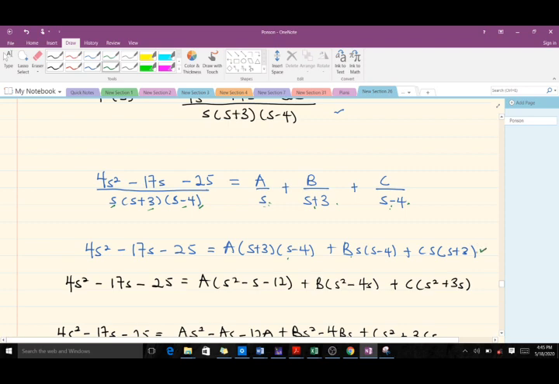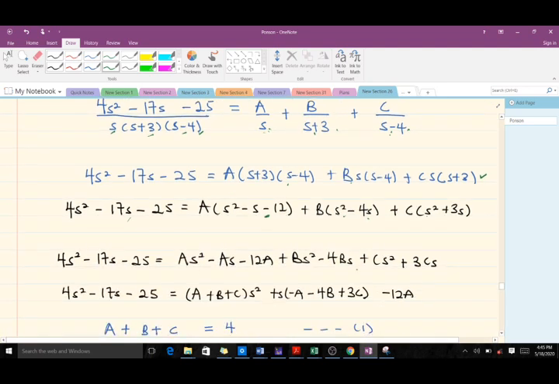When we get here, the next thing we do is expand. Remember the left hand side is not changing. When we expand s plus 3 times s minus 4, we get s squared minus s minus 12, as you can see here. This gives us s squared minus 4s, and this gives us s squared plus 3s. So we can do our multiplication, and when you multiply through, we get this, as we can see here.